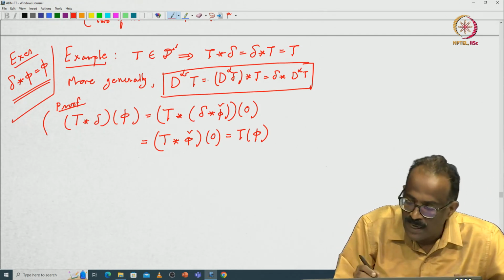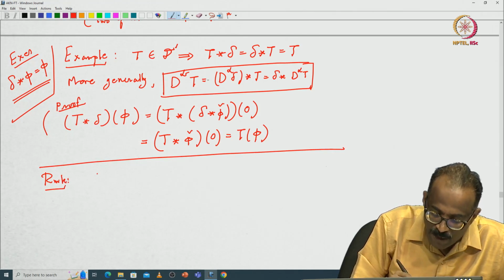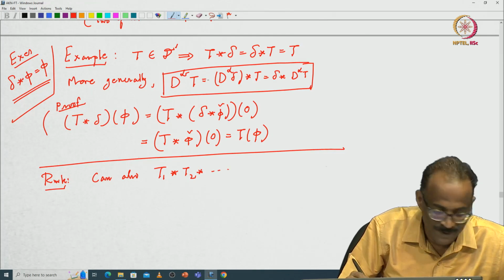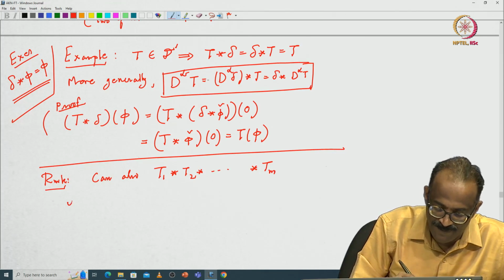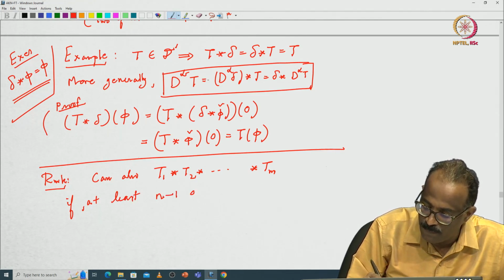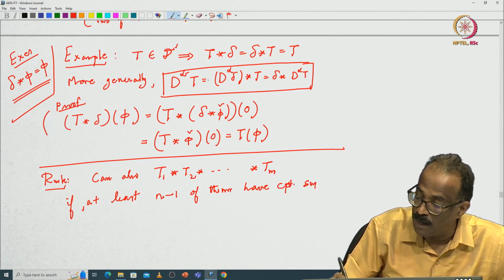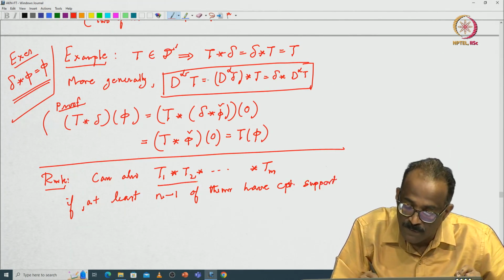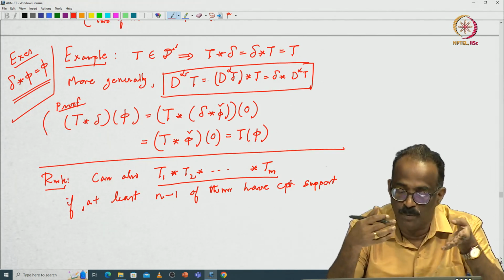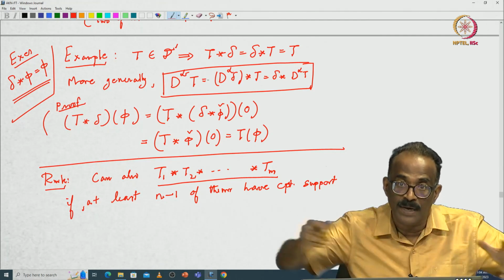Okay, the other things you can also prove, and maybe one more remark: you can also define T1 star T2 star, etc., for finitely many, up to Tn, if at least n minus 1 of them have compact supports. And there is no ambiguity because of the associative law. You can define it in whatever order, it does not matter, since there is commutativity and associativity. Which way you are bracketing it is immaterial, as you do for the usual product. That is why commutativity and associativity help you define the product without ambiguity.